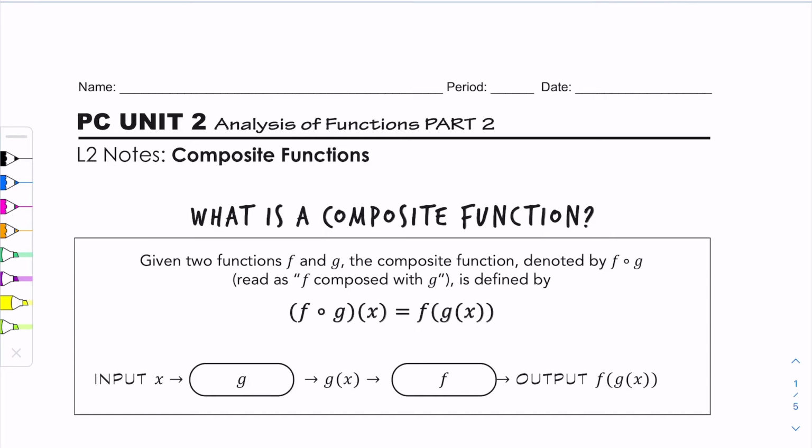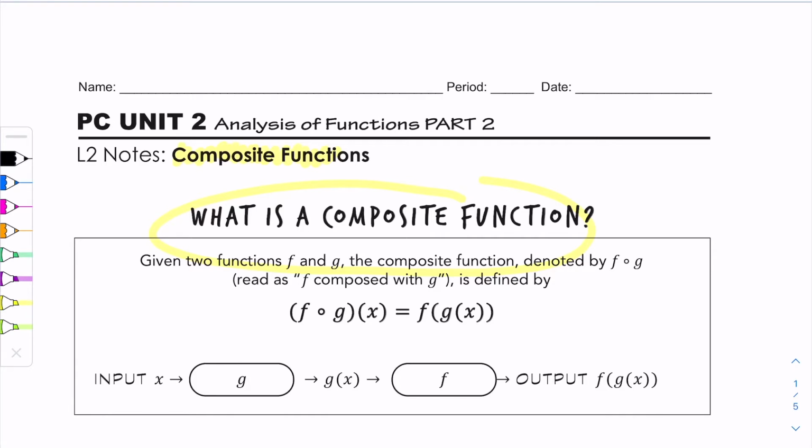Today we're going to look at composite functions. Sometimes they're called composition of functions. And basically a composite function is when you have two functions, you use one of them as an input.